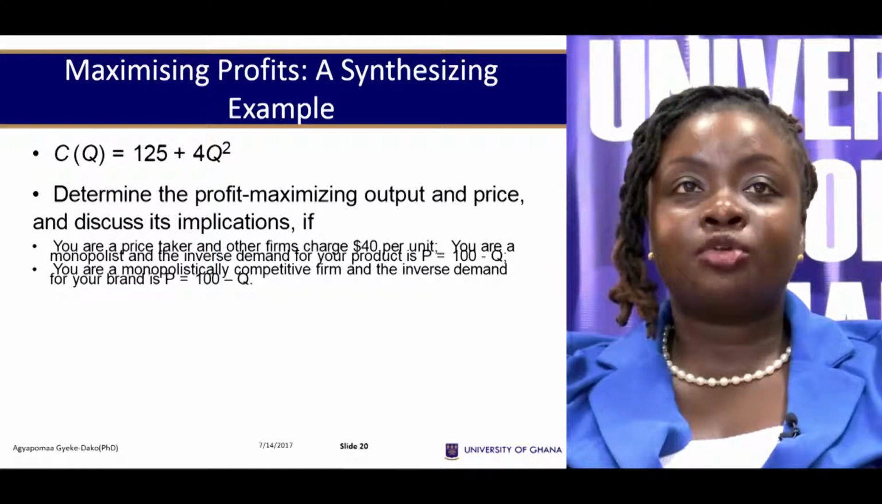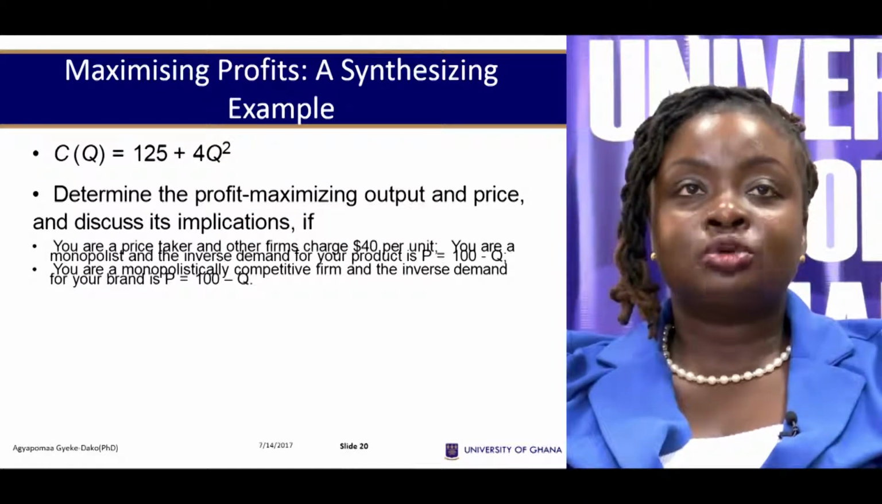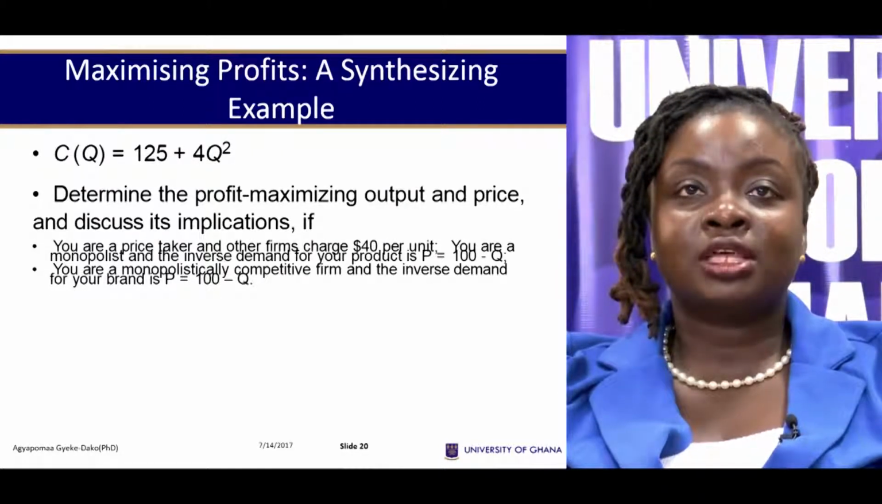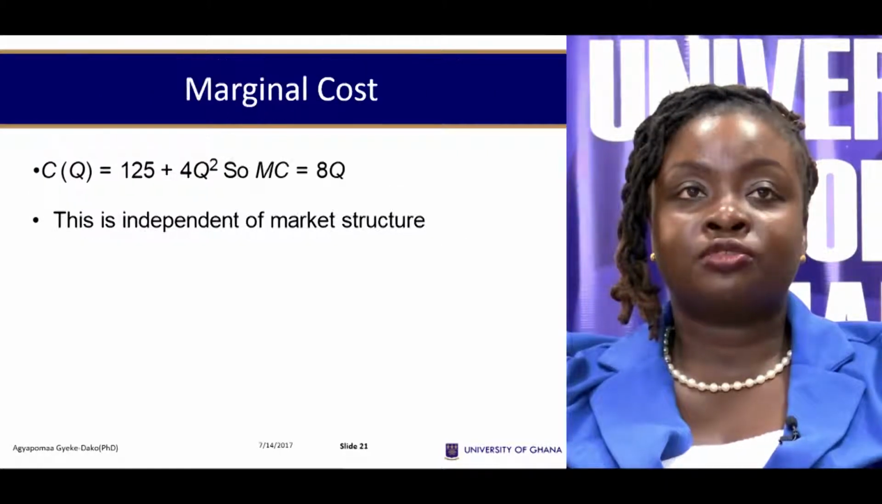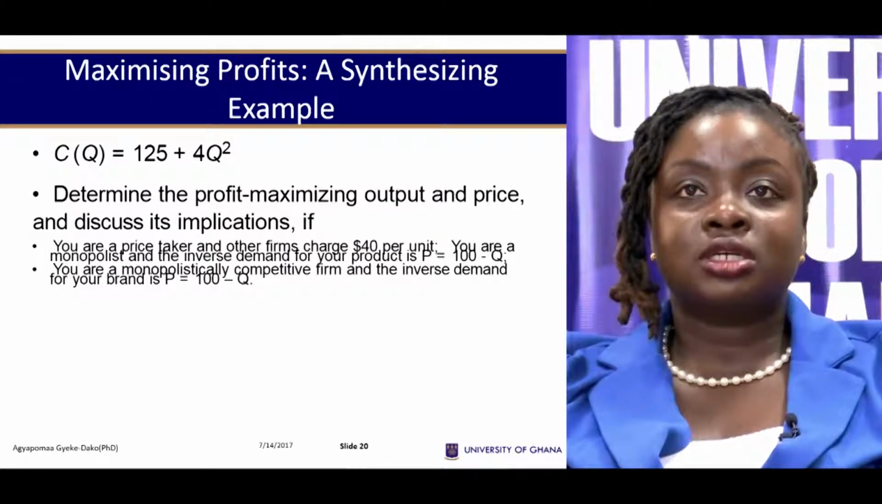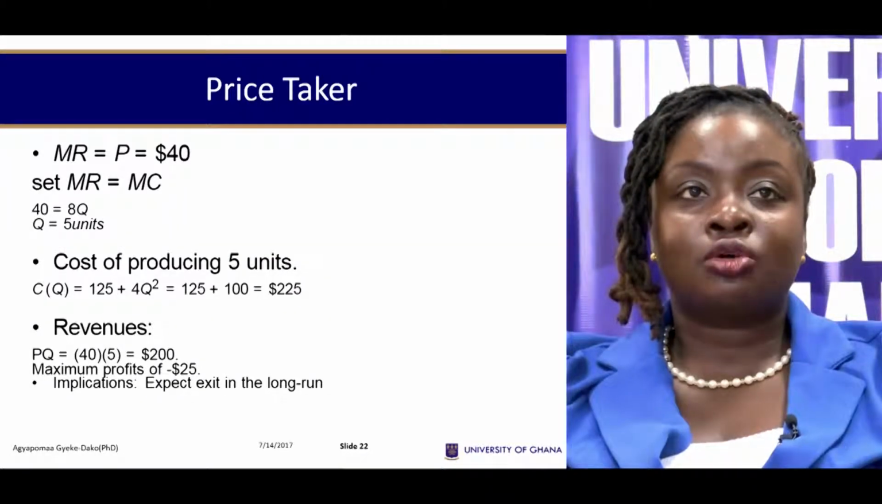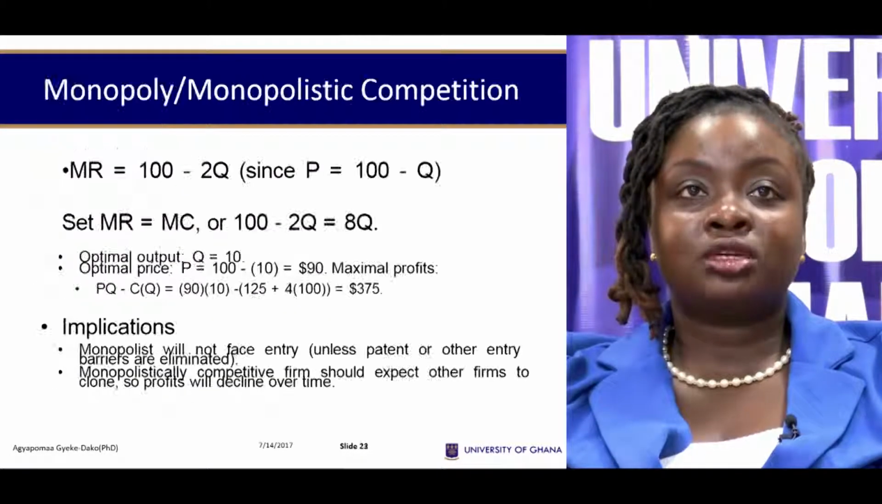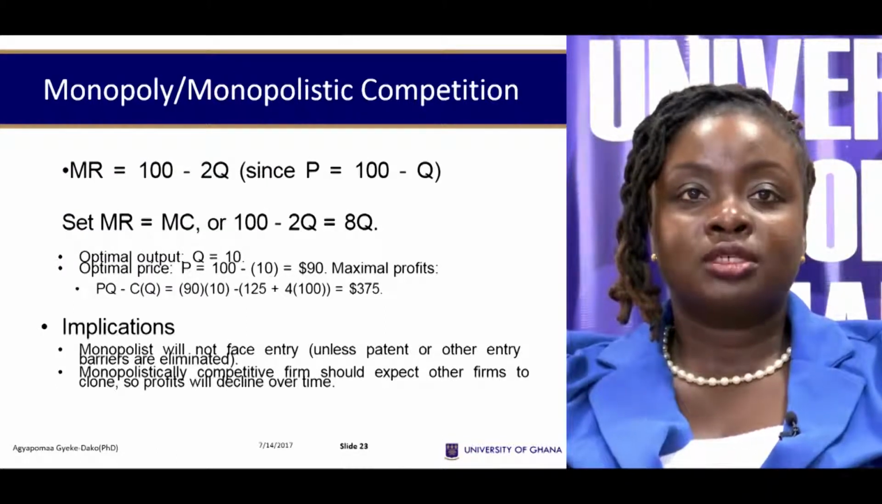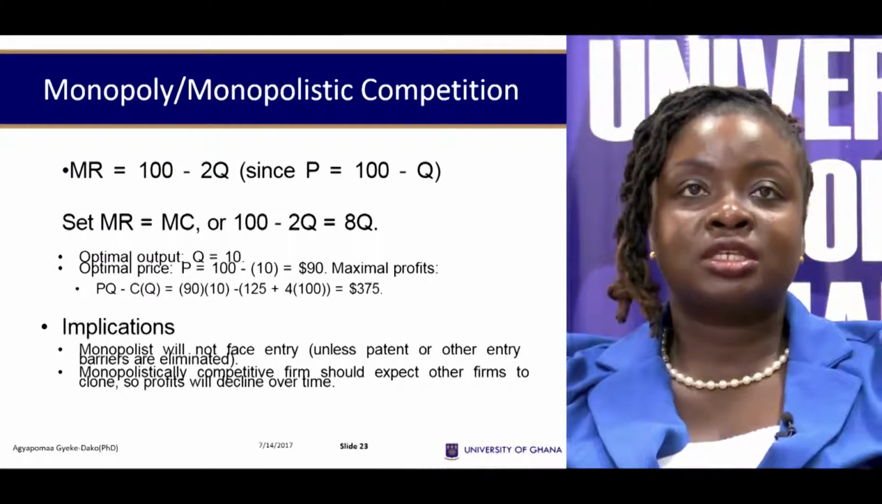I have an example for you, which is looking at maximizing profits in the monopolistic competitive firm. This is the cost function, and you have the demand curve. You can use those to arrive at your answer. Try your hands on this and let's see how it goes.